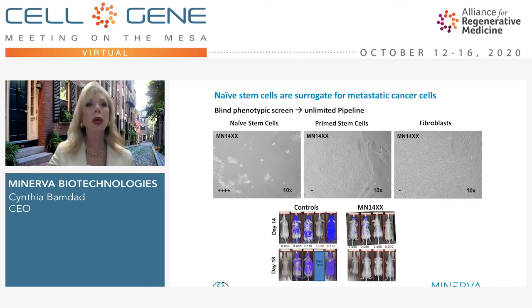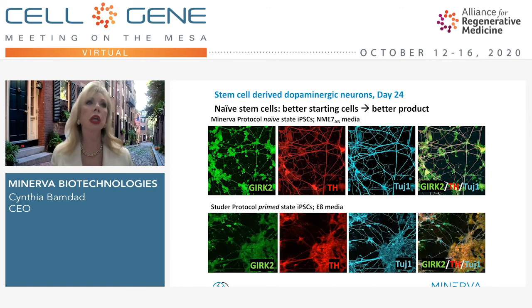So I've been talking about cancer so far. So now that we understand that these naive stem cells grow by NME7 and the MUC1 star receptor, we can make stem cells in this very early naive state. And what I'm showing here are stem cell-derived dopaminergic neurons. And we're staining for all the markers that you would expect to see on dopaminergic neurons.